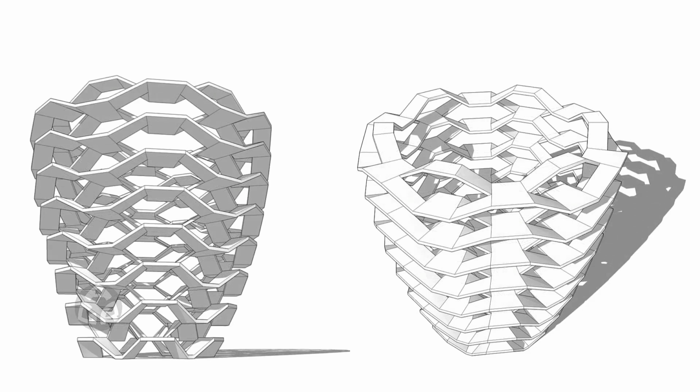And by joining these two shapes, we can achieve our final result. Let's now look at the process within SketchUp.